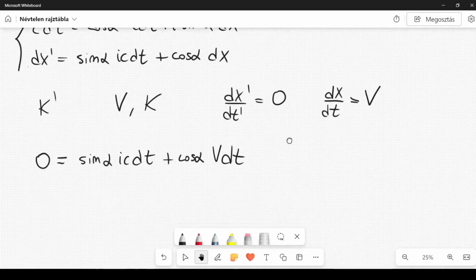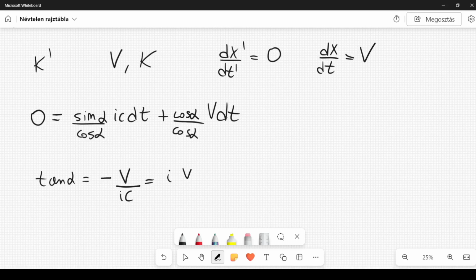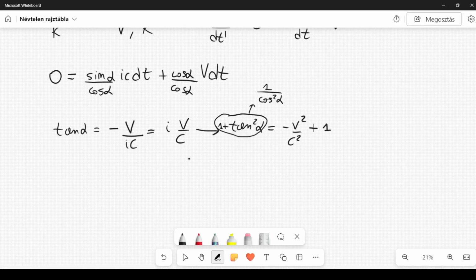So we can solve this equation for the tangent of alpha, so we can divide by cosine alpha, so we get tangent alpha, which is equal to minus v divided by I c, or if you want we can write it as I v over c. So if we square the tangent of alpha, we have tangent squared alpha equal to minus v squared over c squared, and then we can add 1 on both sides. But 1 plus the tangent squared of alpha is equal to 1 over the cosine squared of alpha. So from here we get that the cosine of alpha can be written as plus or minus 1 over the square root of 1 minus v squared over c squared.